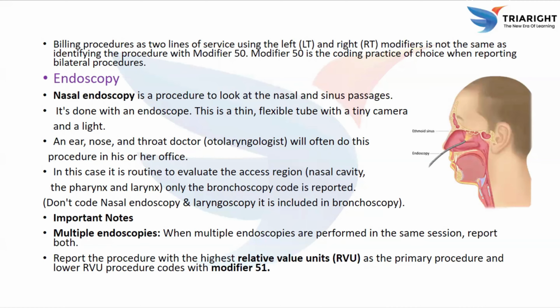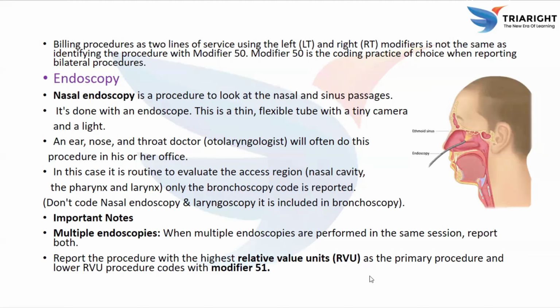So do not assign the codes for nasal endoscopy and laryngoscopy with the bronchoscopy. Everything is considered under the bronchoscopy. And multiple endoscopies in the same session. When multiple endoscopy procedures are performed in the same session, you can report more than one endoscopy, but follow the relative value units and modifier rules.